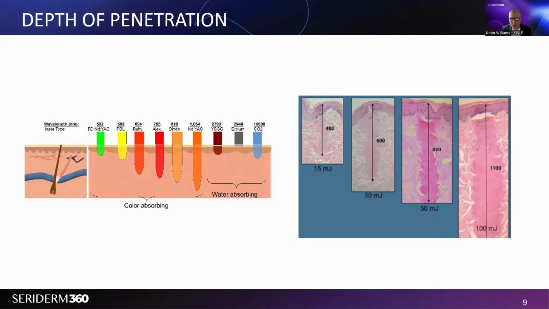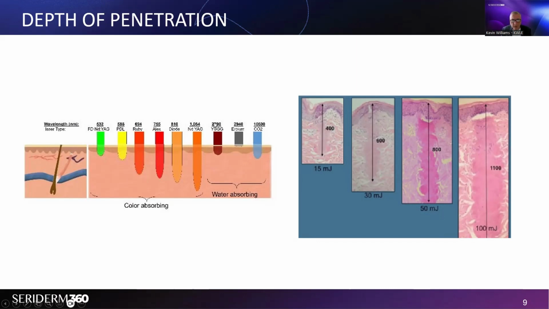Now, when we're looking at water absorbing wavelengths, there are some differences. If you look at a 2790 erbium YAG, a 2940 erbium YAG and the CO2 laser, there are some differences in depths of penetration. I'm going to do a whole lecture on CO2 lasers because CO2 lasers have really come back into fashion. I can manipulate them to give very superficial penetration or deeper penetration. I can make them produce less heat or more heat. We're going to look at the differences of these later in different lectures as well.